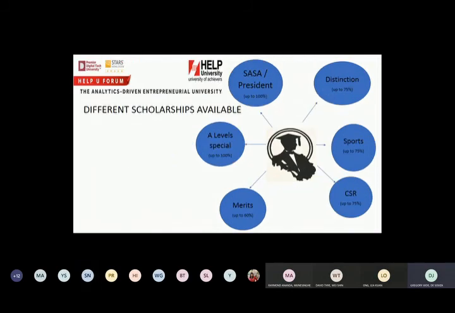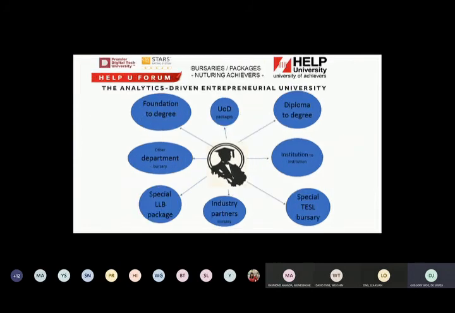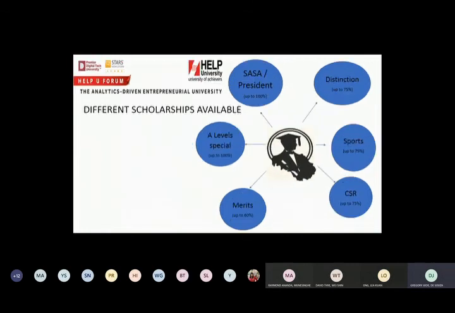If you are strong in the sporting field, we have special bursaries for you as well. These are some of the bursaries given to our students to recognize their contribution in the world of sports. We also have scholarships given to those who are actively involved in some form of corporate social responsibilities. These scholarships, as usual, range from 30% to 100%. It depends on the type of platform you come from, the type of sporting activities you're involved in, or the type of involvement you have in the corporate social responsibility sector.